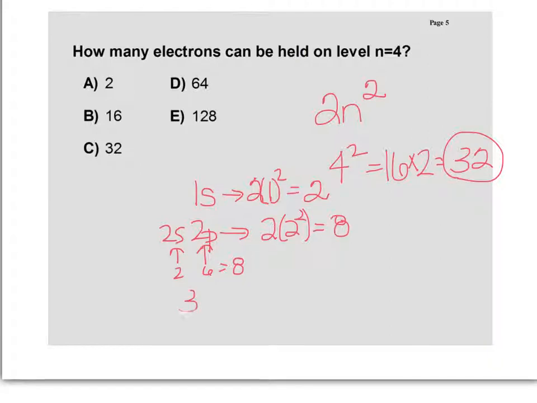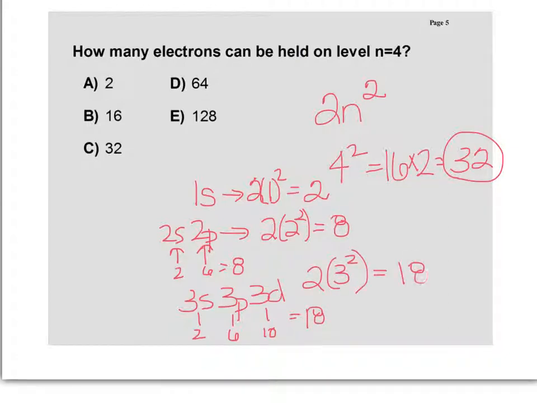On level 3, we had s, p, and d. Again, this can hold 2, this can hold 6, and d could hold 10. That adds up to 18, but you can also work it out. 3 squared is 9, times 2 is 18. We just did level 4, that's 32, and we could keep going.